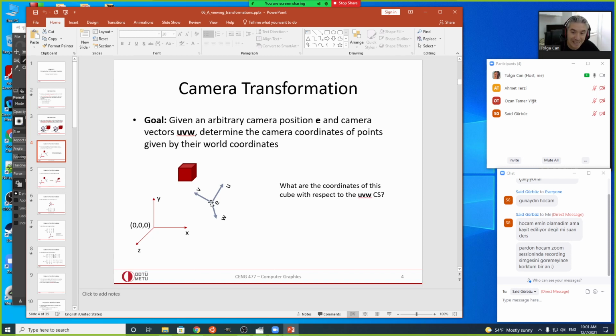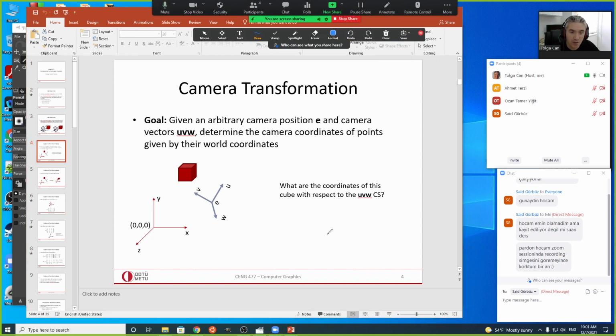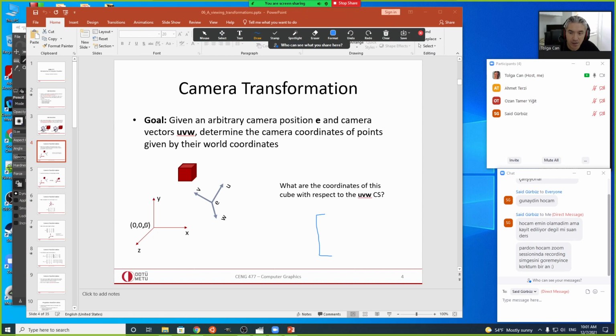First, we are going to have a translation which is going to move point E onto the origin, which is going to have a form like this: 1, 0, 0, minus Ex, 0, 1, 0, minus Ey, 0, 0, 1, minus Ez, 0, 0, 0, 1. So what does this translation do? It moves the camera vector E so that it's now at the origin. So we are going to have U, V, and W.